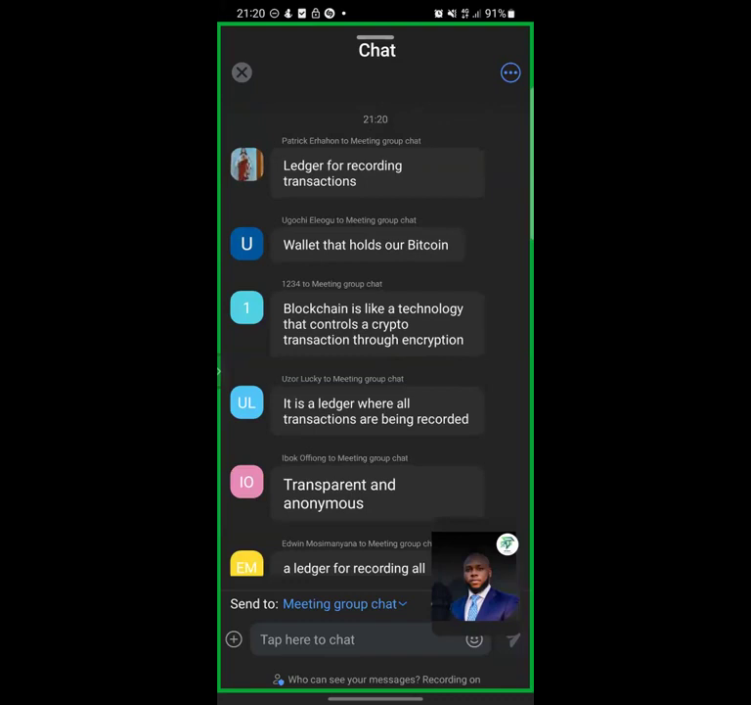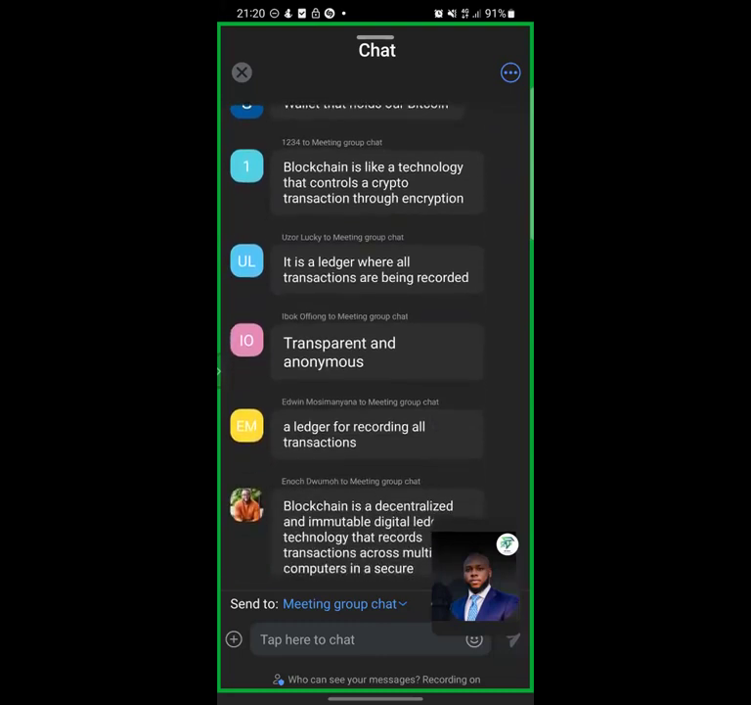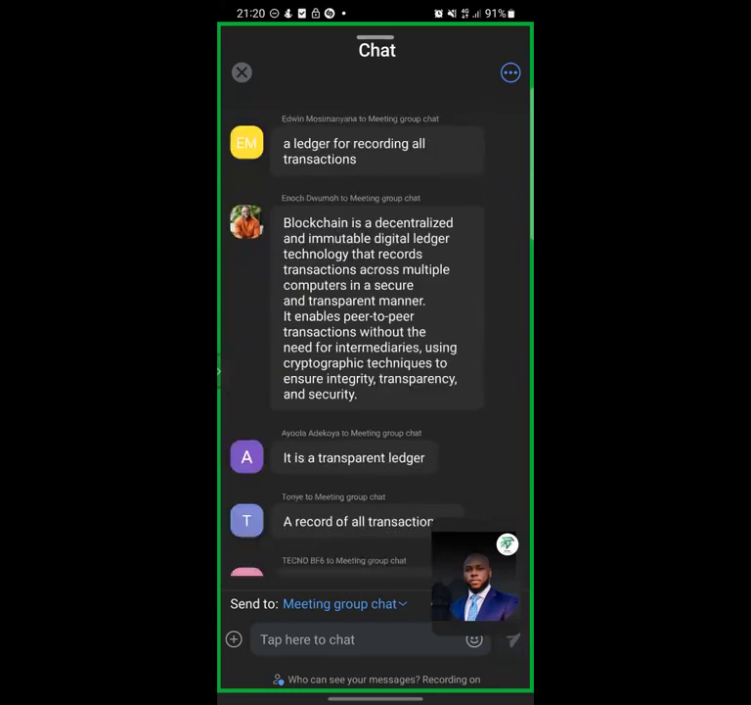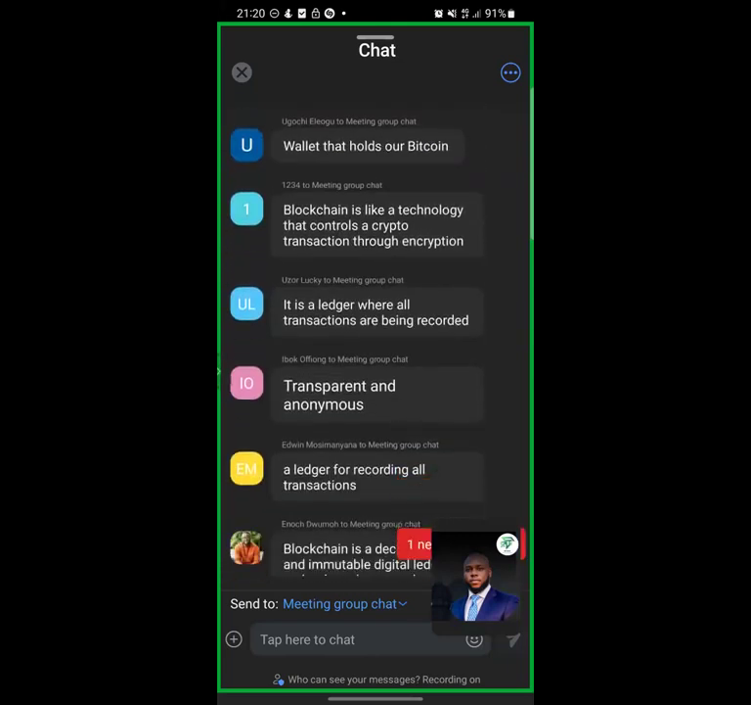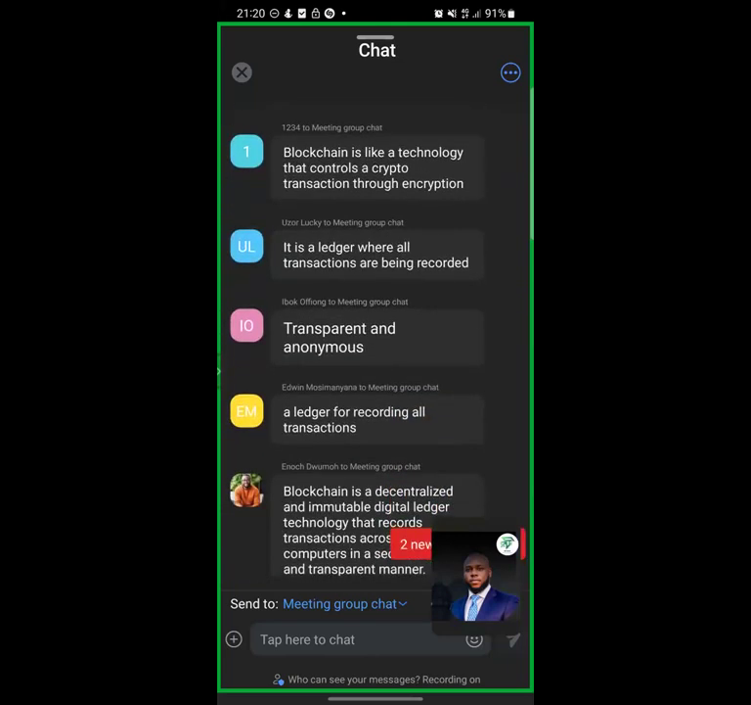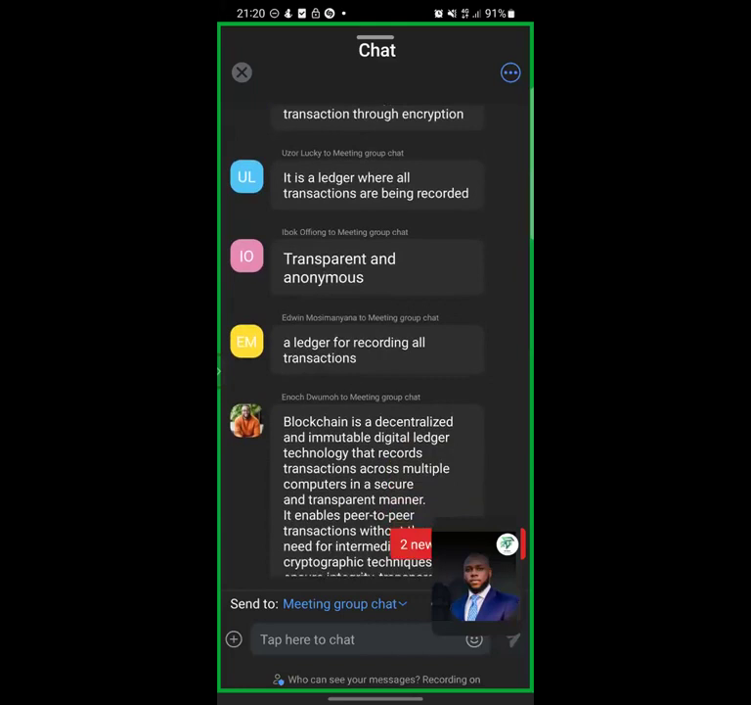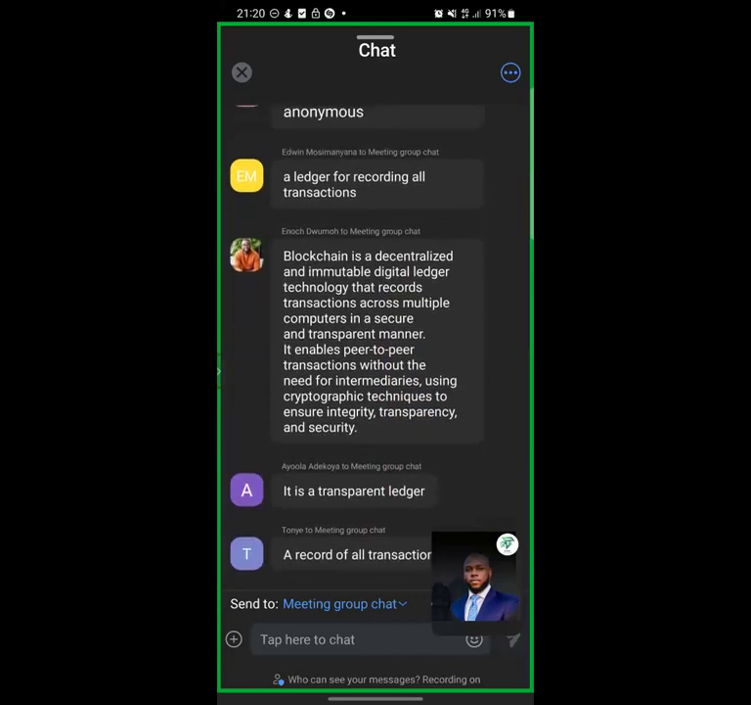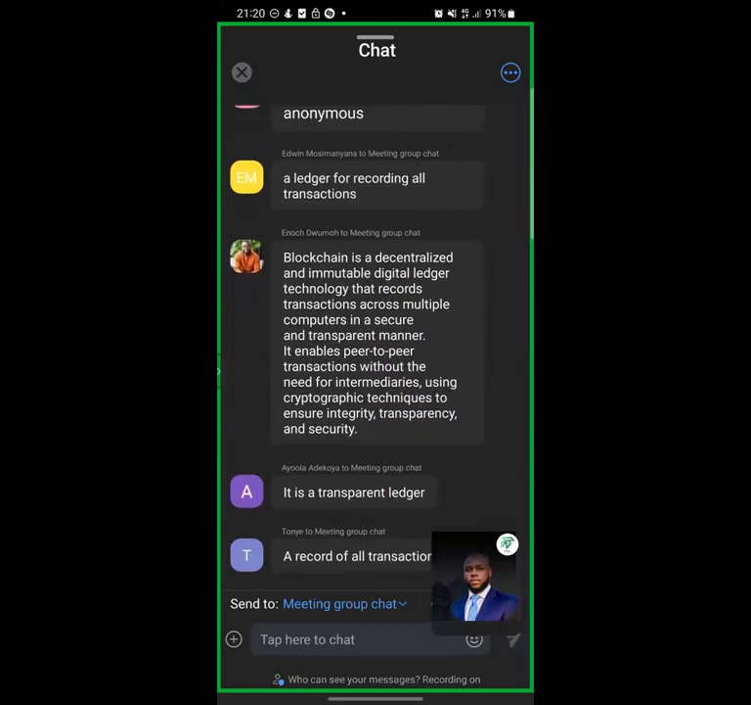Fantastic. That is the best and most basic answer that we should all understand. It's fine if you understand it your own way, as long as you understand it. Next person says transparent and anonymous. That's also fantastic. A ledger for recording all transactions. Correct. Blockchain is a decentralized and immutable digital ledger.